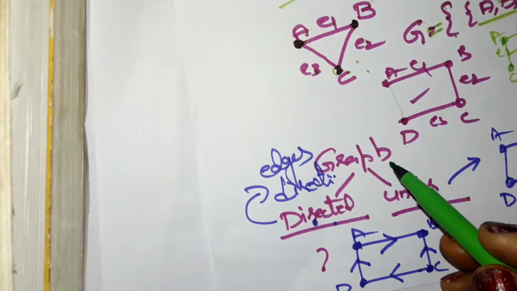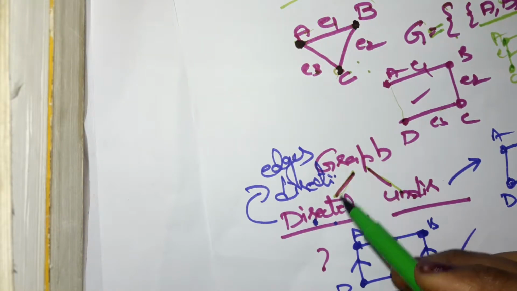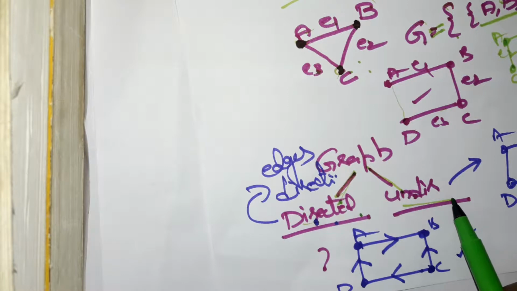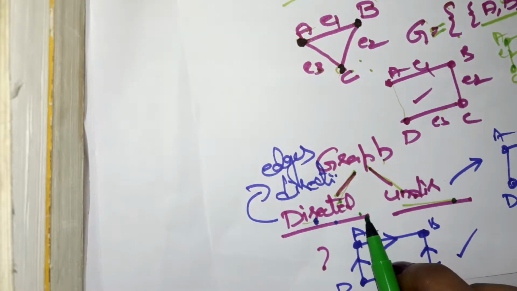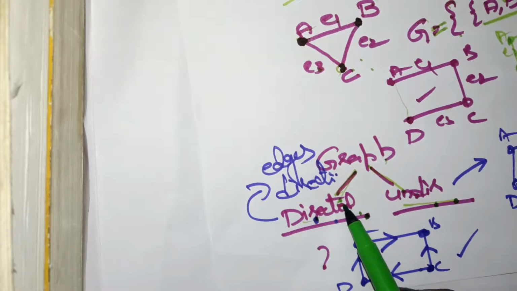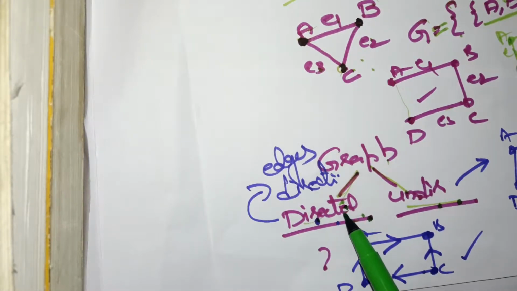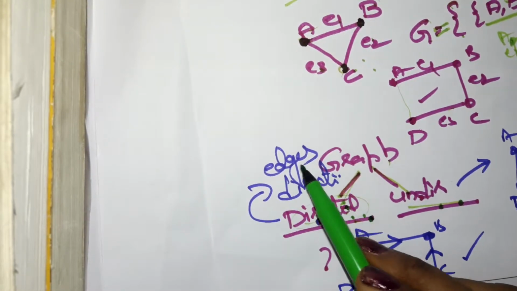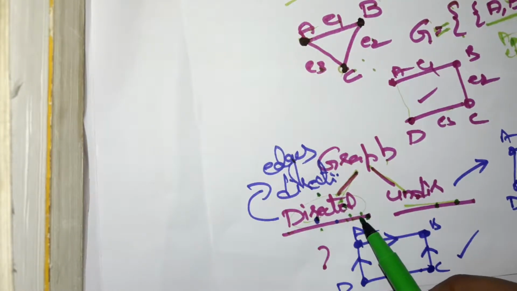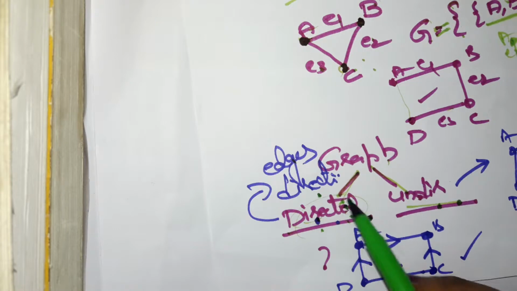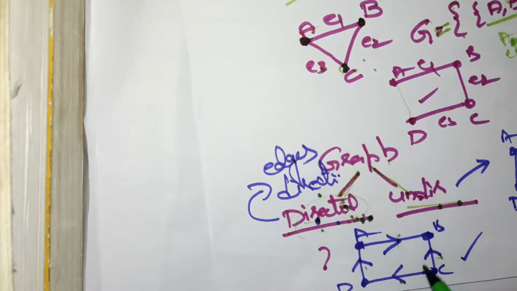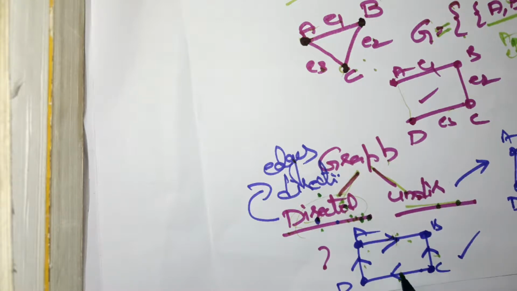And graphs can be classified into two types: directed graph and undirected graph. Now we will see what is a directed graph. A directed graph is nothing but a graph whose edges have a direction. In the name itself it says so. If the edges are having direction on the edges, then you can say that is a directed graph.